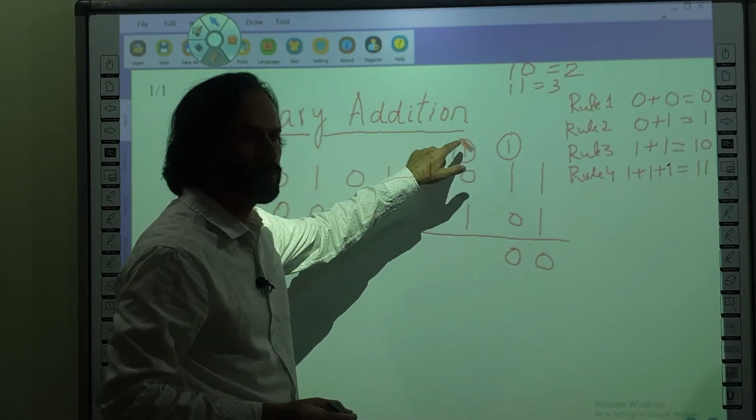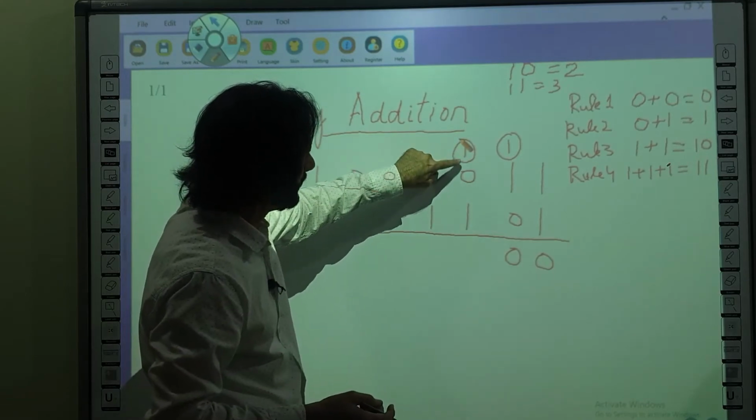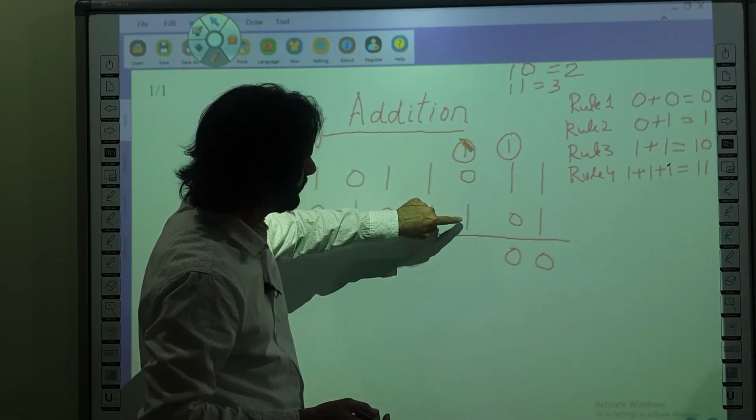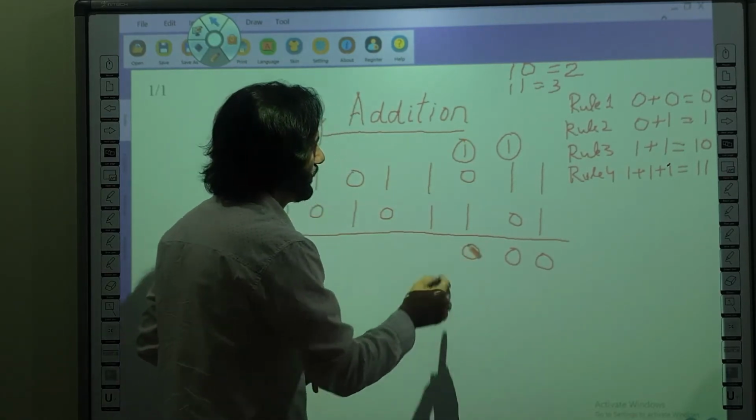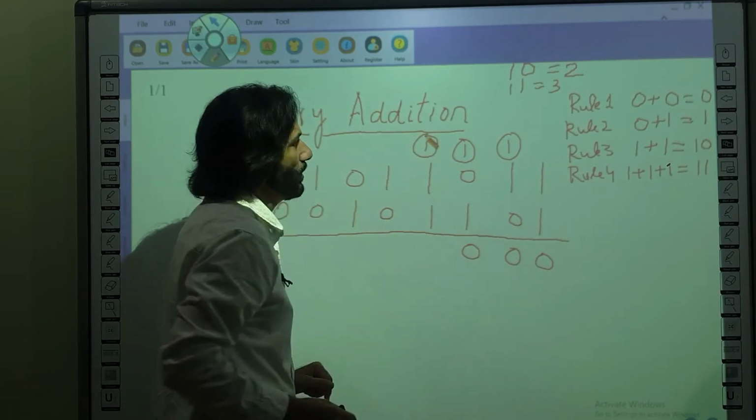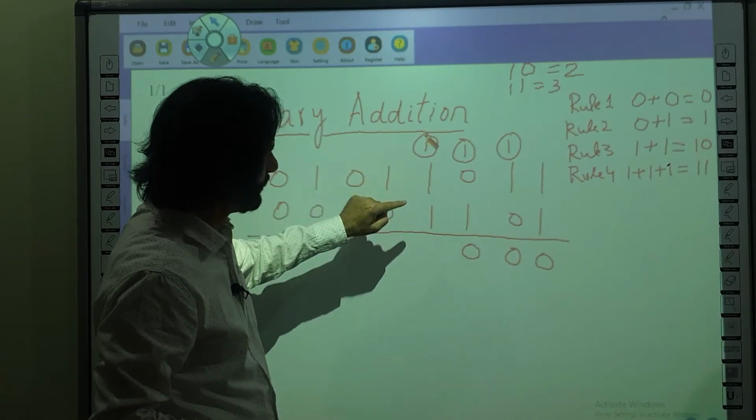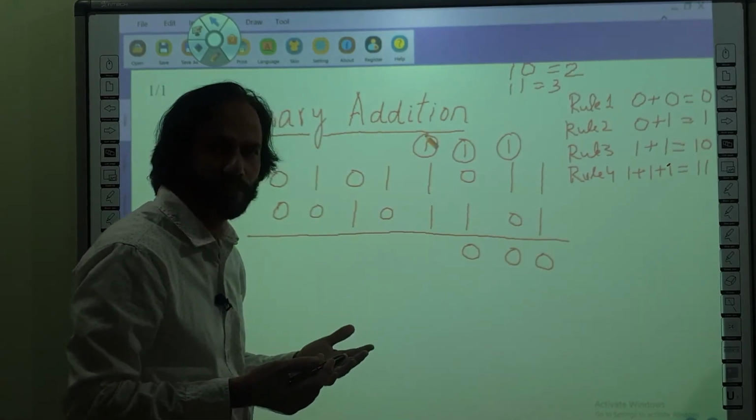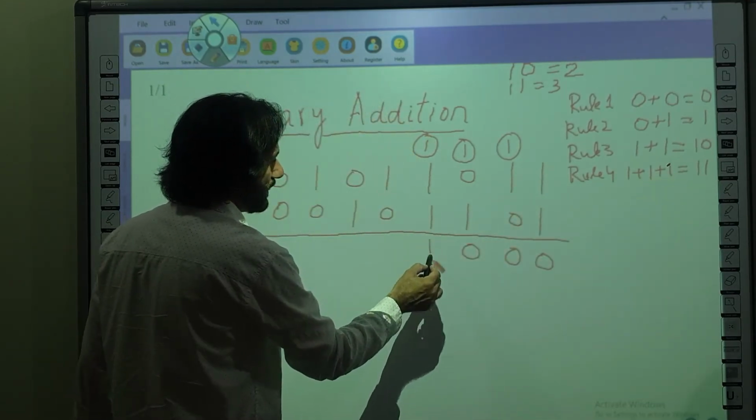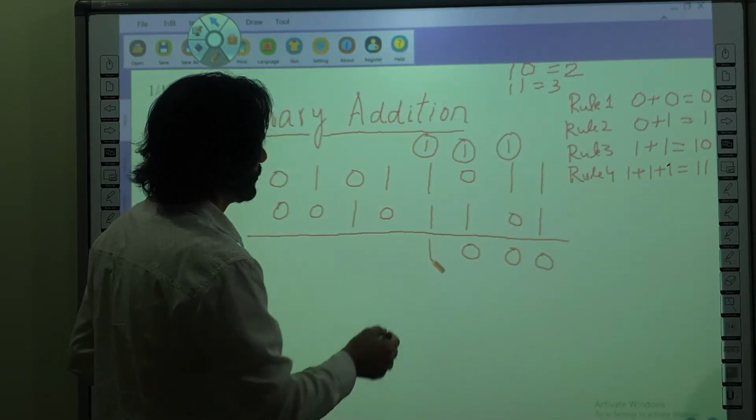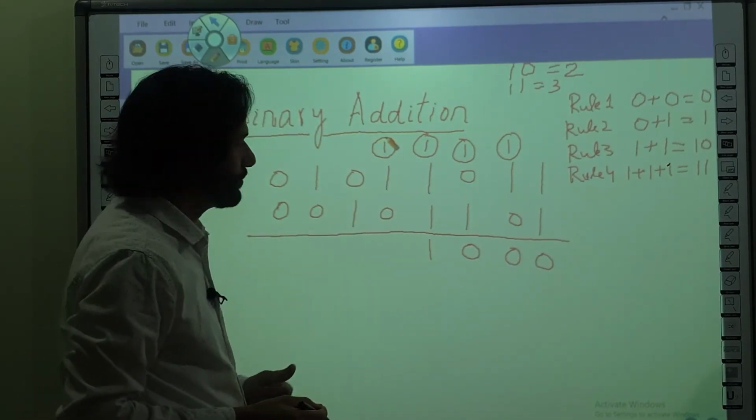Here I am drawing a circle on the carry, so that you know this is the previous carry that has come. Again see, if we add 1 plus 1, again the answer is 10. So we will place 0 and 1 will be carry. So now here we will apply rule number 4. 1 plus 1 plus 1 becomes 3 in denary, but in binary again we write it as 11. So the first one will be the result of addition and the second one will be taken as a carry to the next addition.